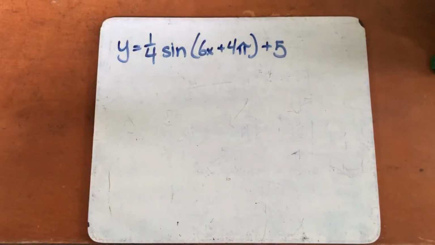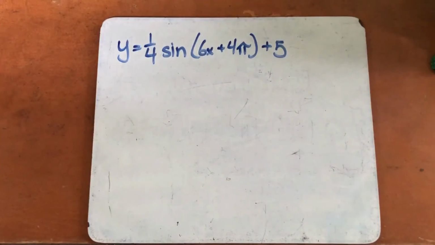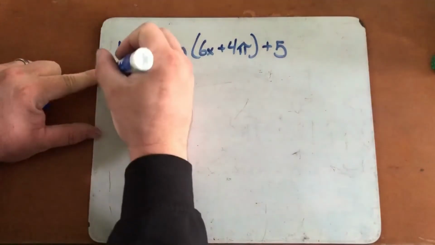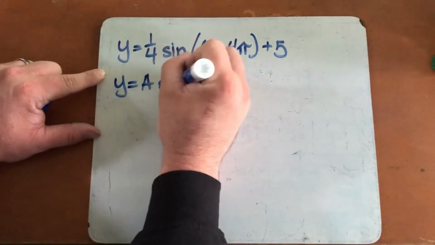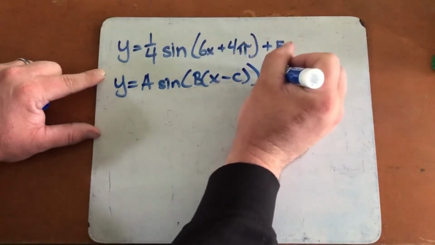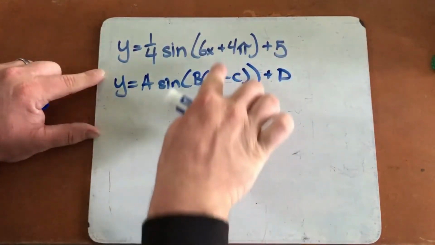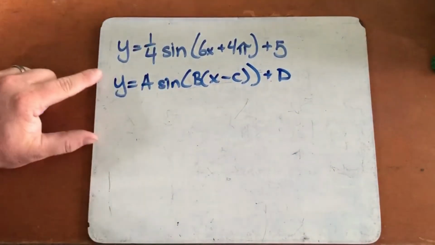I'm going to take a look at this one. Notice once again, there's going to be a phase shift and vertical shift. It is in radians, so I need to make sure that I do the whole thing in radians. I know that I want it to look like y equals A times the sine of B parentheses x minus C plus D. So I have to fix this parentheses to make it look like that to make my life easier.